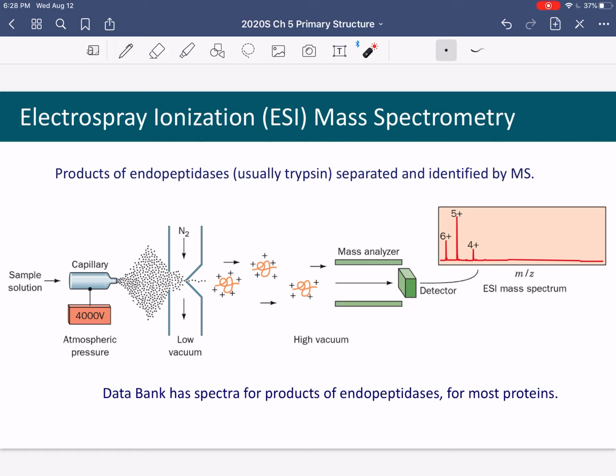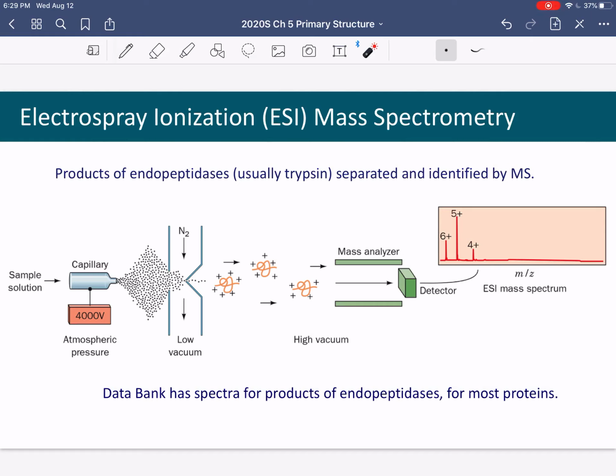And this is a simplification of how ESI mass spec works. Your sample is in a solution in a glass capillary at atmospheric pressure. A strong voltage is applied, and then it's shoved through a low vacuum in a nitrogen tube. This ionizes your particles, and some of those ionized particles will be larger than others, and they will be flying towards the detector in a gas phase, and they'll hit the detector at different times based on their mass to charge ratio. That's what M over Z means.